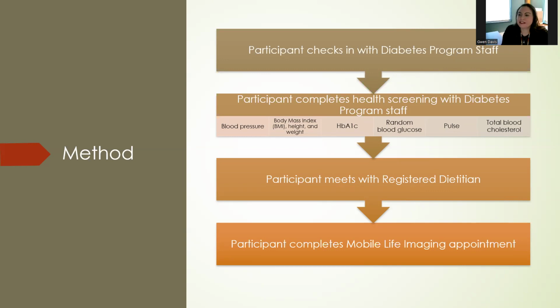Hello, everyone. My name is Gwen. I am the director and the nurse for the Fort Berthold Diabetes Program. So for this slide, it goes over the flow of the actual Mobile Life event.